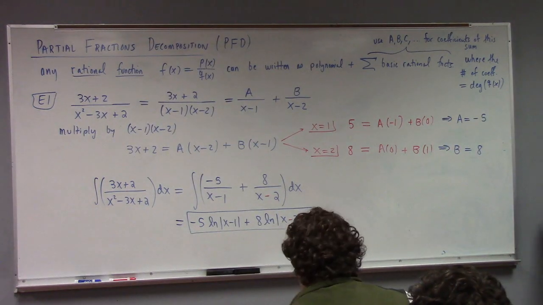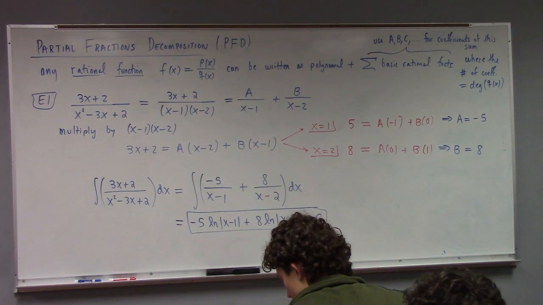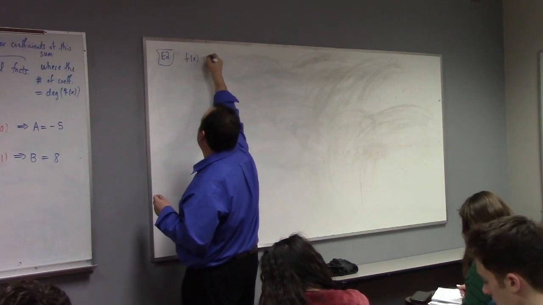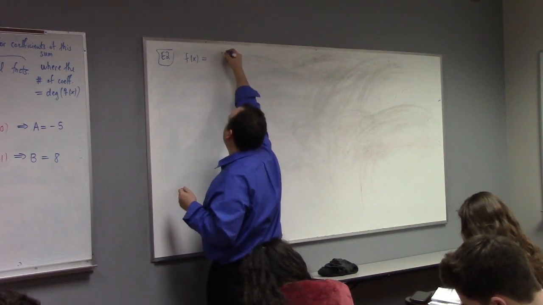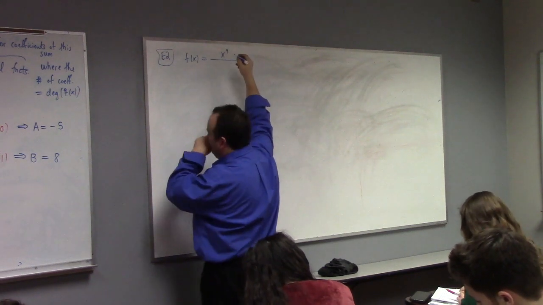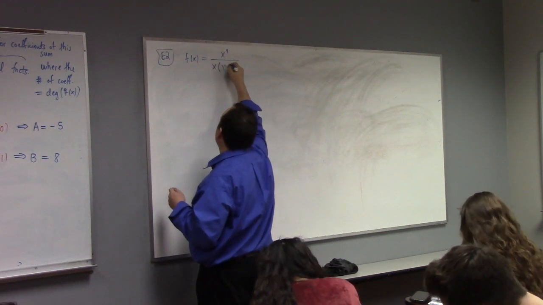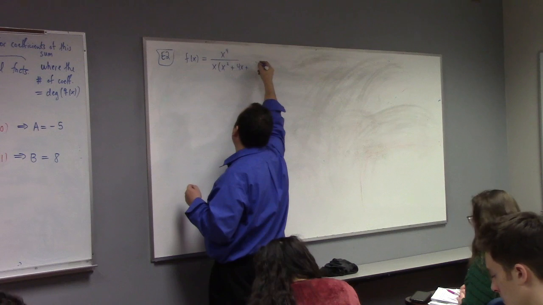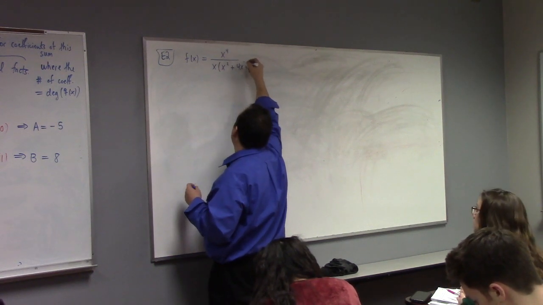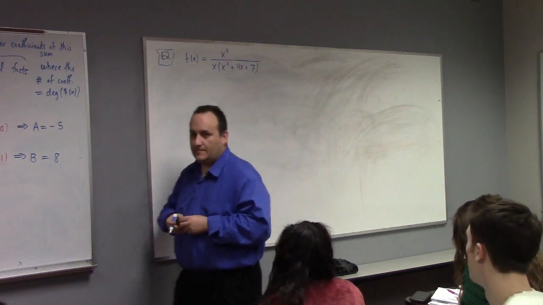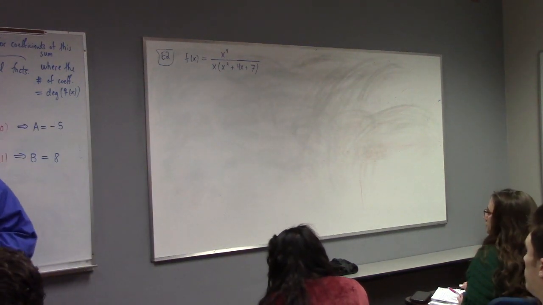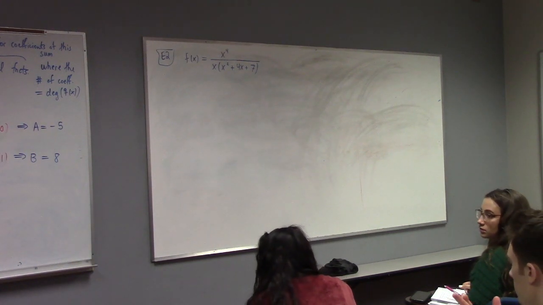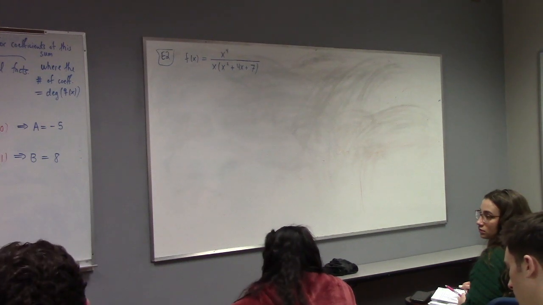So anyway, let's see here. Next, example 2. What if we're up against f of x equal to, oh, I don't know, x to the 4th divided by x times x squared plus 4x plus, oh, I don't know, 7. This one's a little bit tougher, all right? Suppose we want to integrate this. How do we integrate such a thing? We can use the partial fractions decomposition, all right?